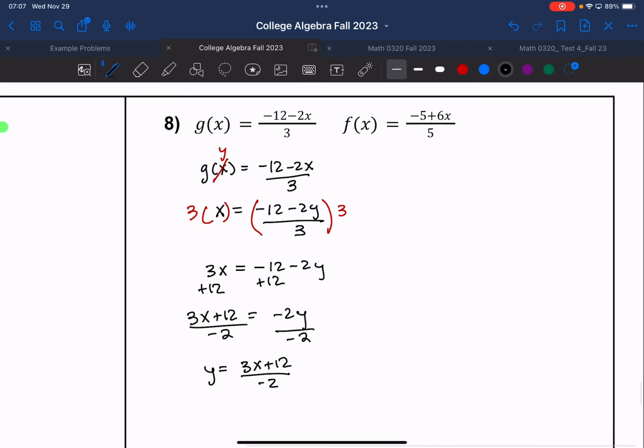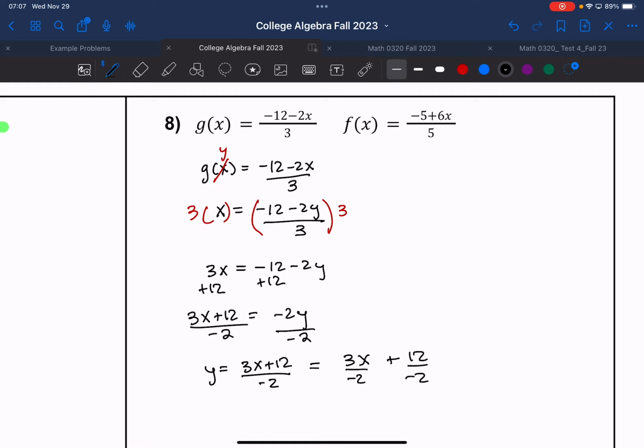What's another way that I could write this equation just in case the one that I'm comparing it to did not have one fraction as their equation? Good, I could separate them. So this is the same as saying 3x over negative 2 plus 12 over negative 2. Okay, and that reduces to negative 3 halves x minus 6. So these are all the same. Okay, so looking at any of these, does that match our f of x function?